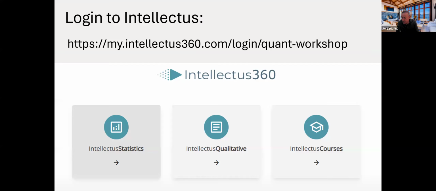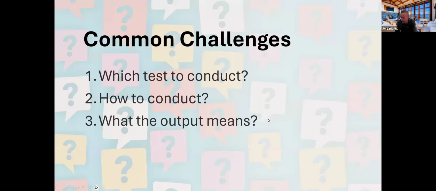Okay, so let's just get logged in here. All right. There's your login URL, and then you'll want to click Intellect to Statistics. I guess this is a shameless plug that we also have qualitative, we also have courses, and we also have a lit review tool.